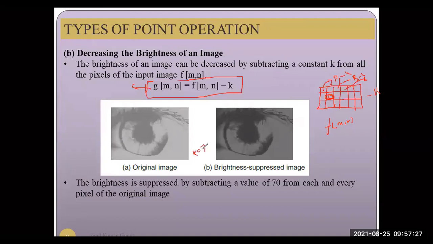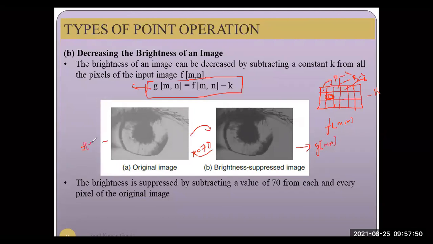We assume that the k value is equal to 70. So we have subtracted the value 70 from this particular image. When we have subtracted the value 70, this is my obtained image. Now this is your g of m,n. And this is my f of m,n.